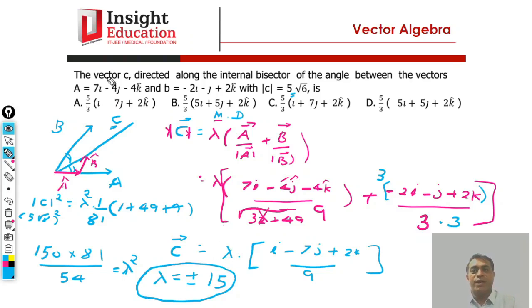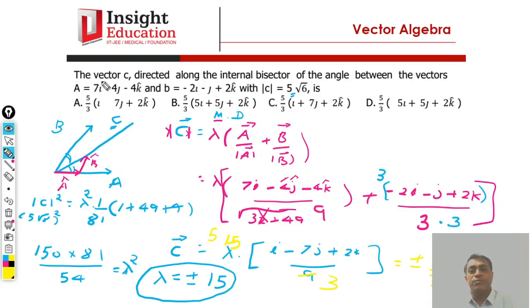We want to find vector C, so put lambda equal to 15. Placing 15 here, divide by 3, it means 5. So the answer is plus or minus 5 by 3 times (i minus 7j plus 2k).